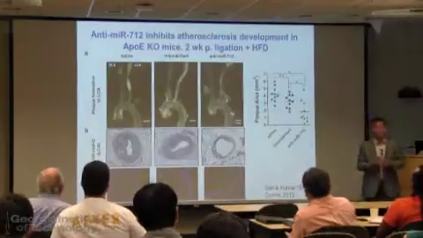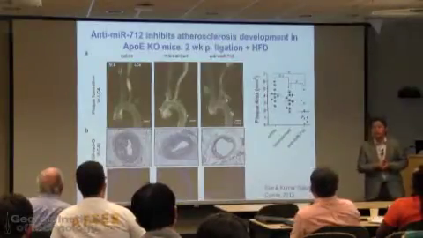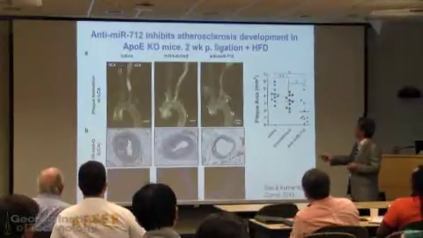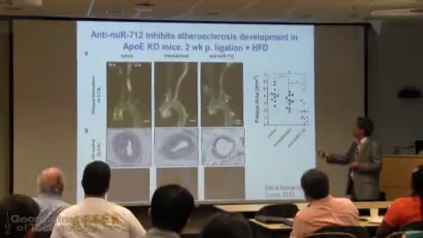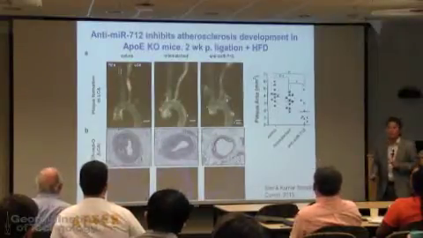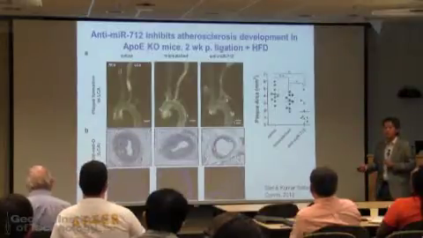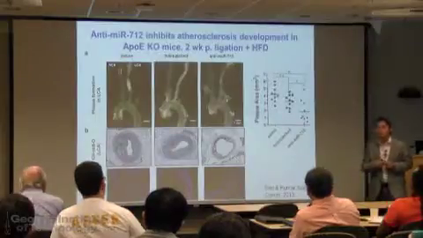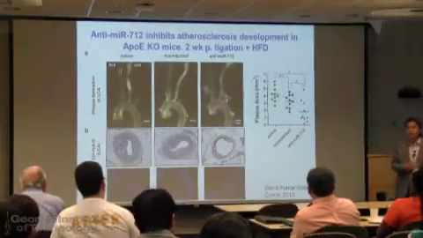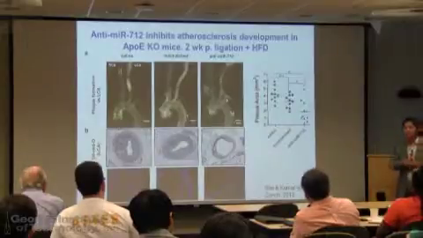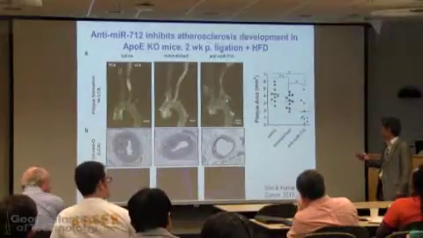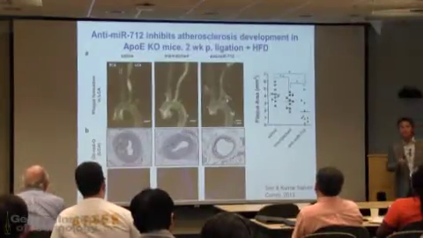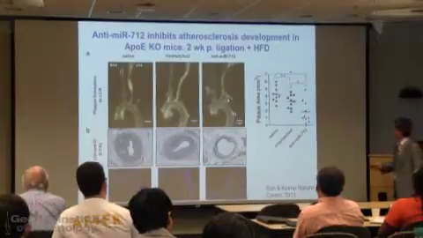So finally, we wanted to see whether this anti-miR-712 actually can prevent atherosclerosis development. So again, here's our control. You can see on the left side, by flow disturbance, the entire length of the left common carotid artery develops atherosclerosis. And this atherosclerosis can be prevented if we treat mice with anti-miR-712. So we gave anti-miR twice a week at a 5 milligram per kilogram dose through subcutaneous injection. And we were able to demonstrate that anti-miR-712 is a very potent anti-atherogenic therapy.